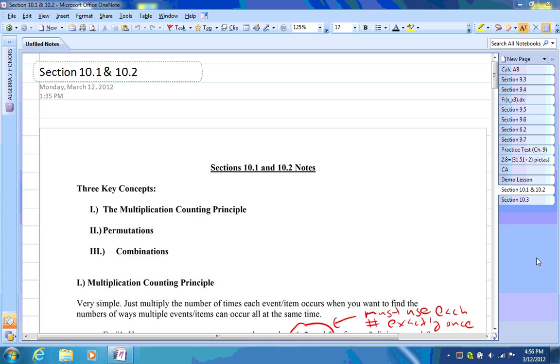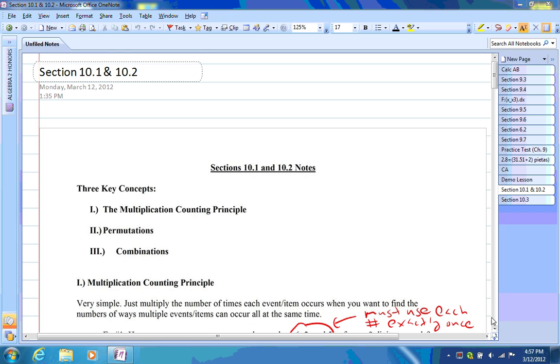Hello, welcome to the video on wrapping up section 10.1 and 10.2, and also I'm going to cover 10.3 today. So if you're in class on Monday, which most of you were, we talked about the multiplication counting principle, permutations, and combinations. I believe B period didn't quite get the combinations, but I'm going to review all this again anyway.